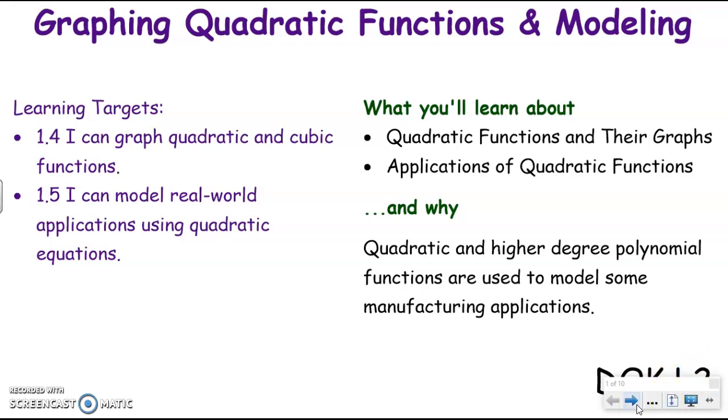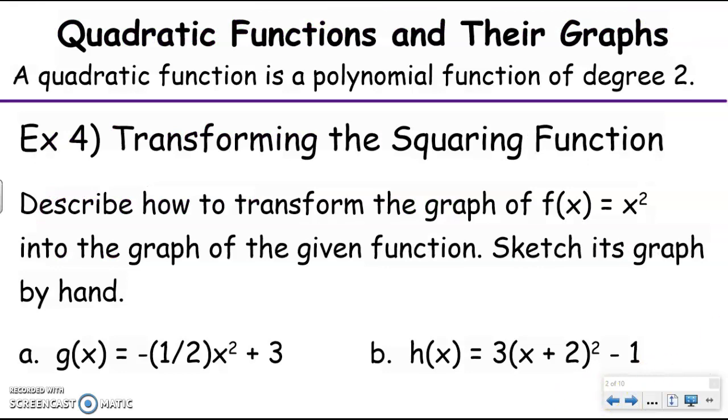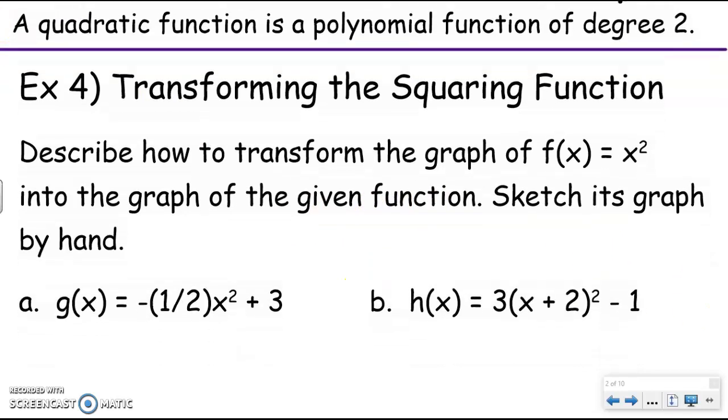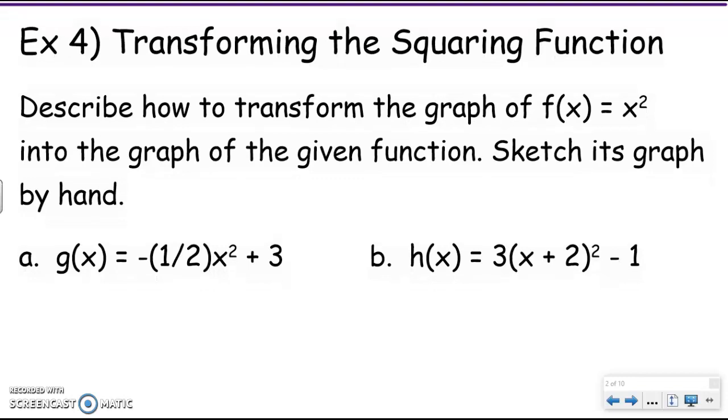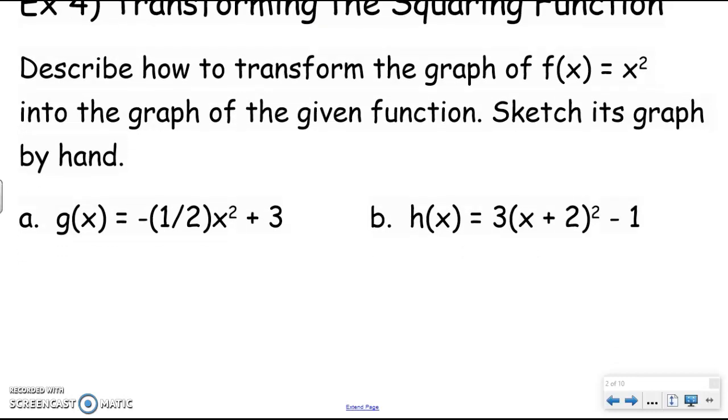So, graphing quadratic and cubic functions and modeling real-world applications using quadratic equations. First thing you need to remember is a quadratic function is a polynomial function of degree 2. We're going to talk about transforming because that is part of our 2.0, 3.0 for this unit. So I want you to describe how to transform the graph of f of x equals x squared into the graph of the given function. And I want you to sketch the graph by hand.